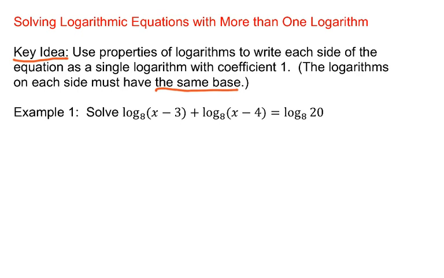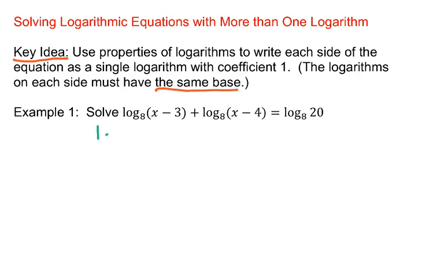Here's a good example. Logarithm base 8 of x minus 3 plus logarithm base 8 of x minus 4 equals logarithm base 8 of 20. So what I'm going to do is try to combine the logarithms on the left so that I have one logarithm on each side with a coefficient of 1. And here is where we remember some of our properties of logarithms.